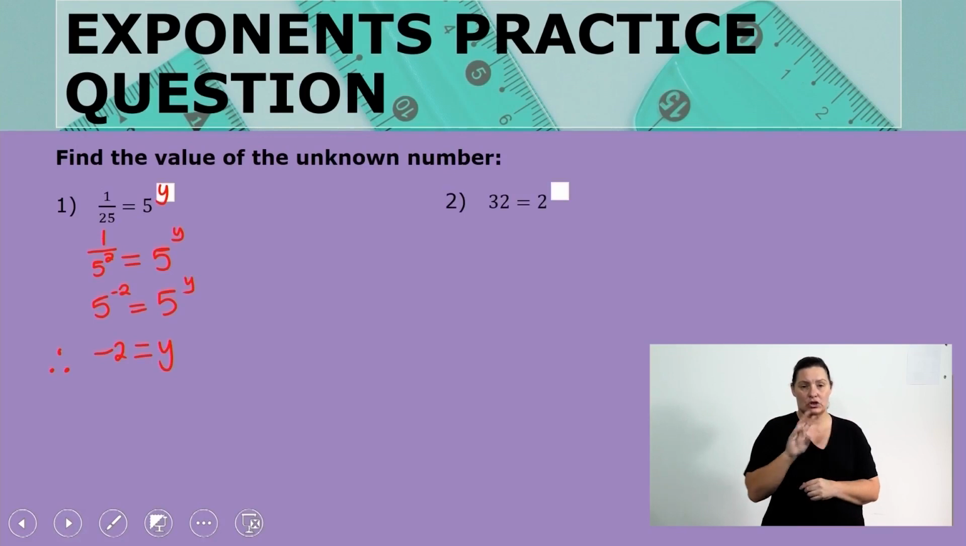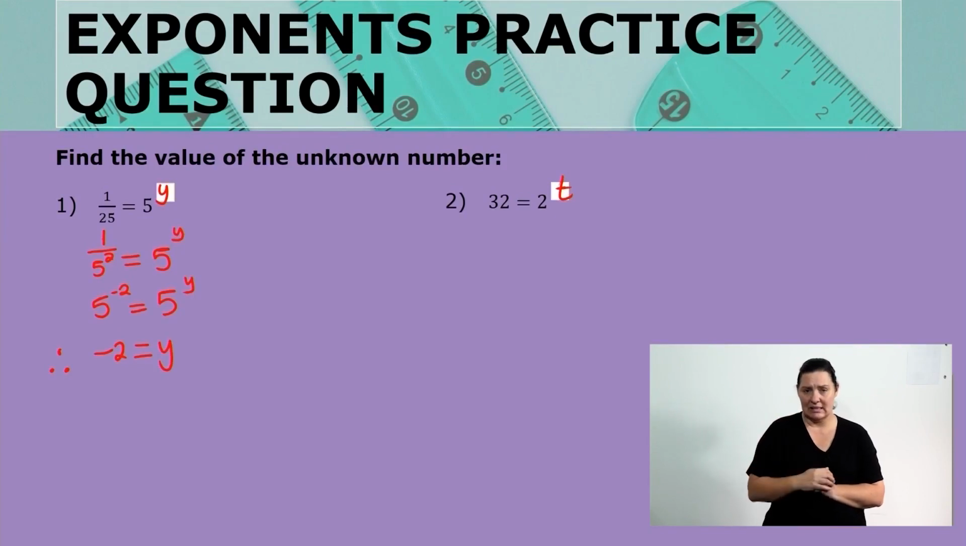Our next one, we have 32 is equal to 2 to the exponent of something. What letter do you want to use here? You can use any letter. I am going to use T.